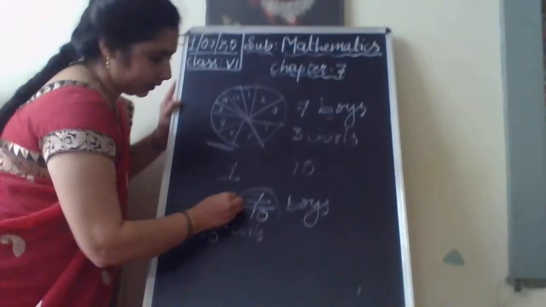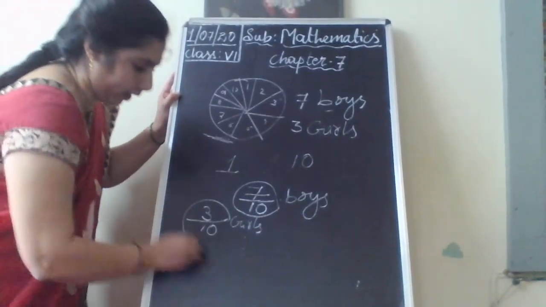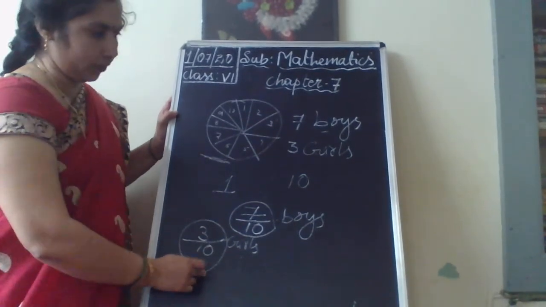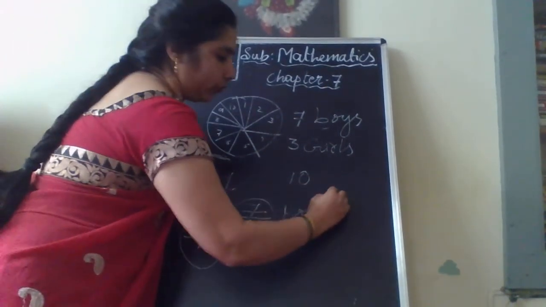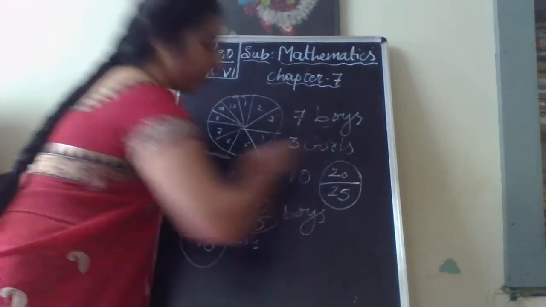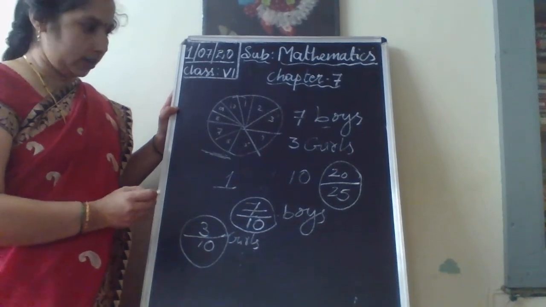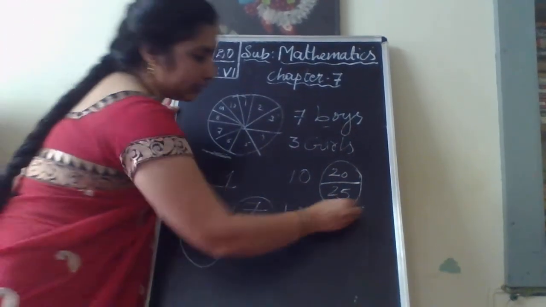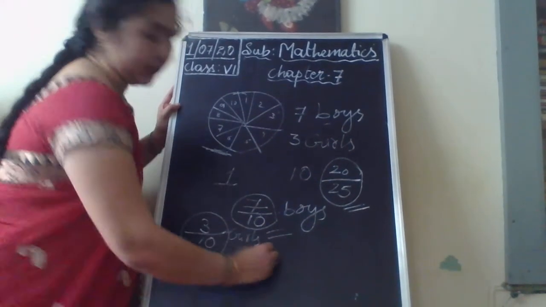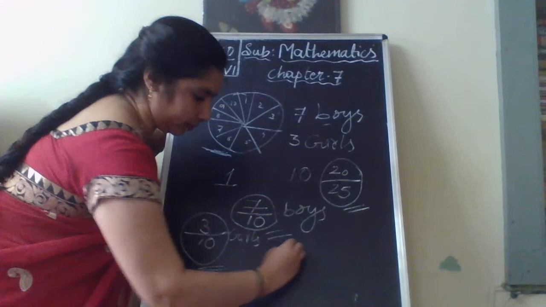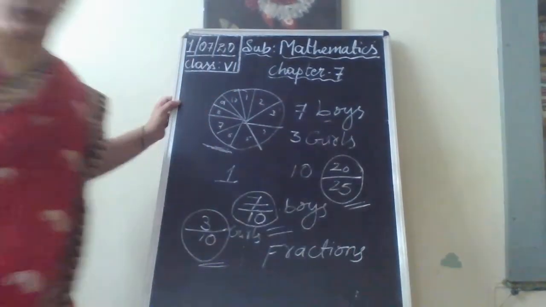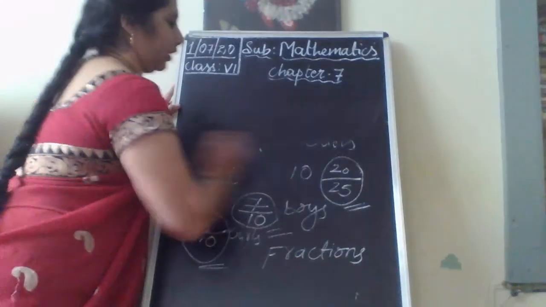Have you noticed this type of numbers anywhere in your daily situation? Yes, you have seen these type of numbers in your test paper, that is, out of 25 questions you would have scored 20. What do we call these numbers? These numbers are called fractional numbers or fractions. So today our lesson is about fractions. We'll start the lesson fraction.